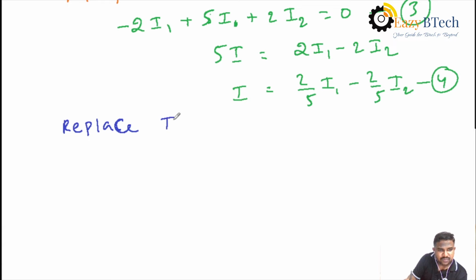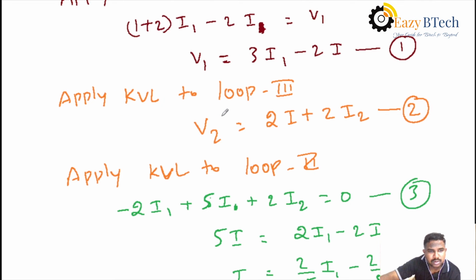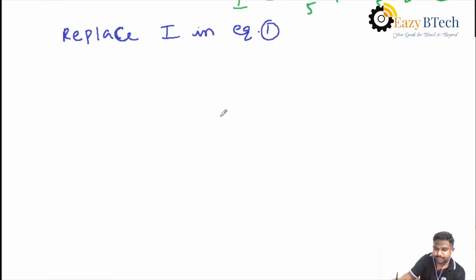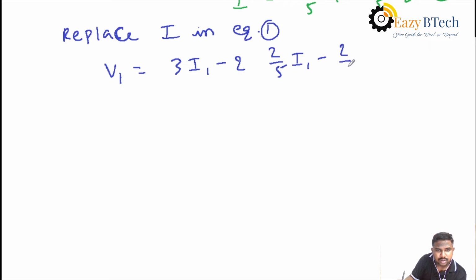Replace the value of I in equation 1. What is equation 1? That is V1 equal to 3I1 minus 2 into I. What is the I value? 2 by 5 into I1 minus 2 by 5 into I2. Then find out the equations here.